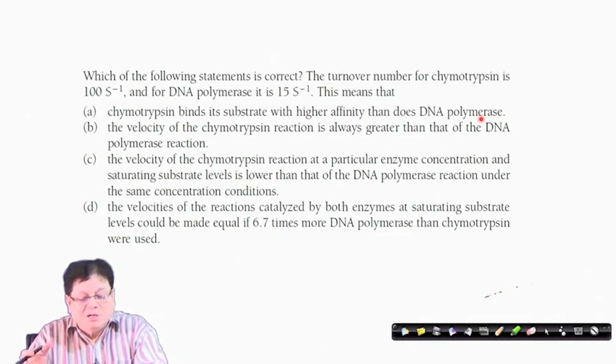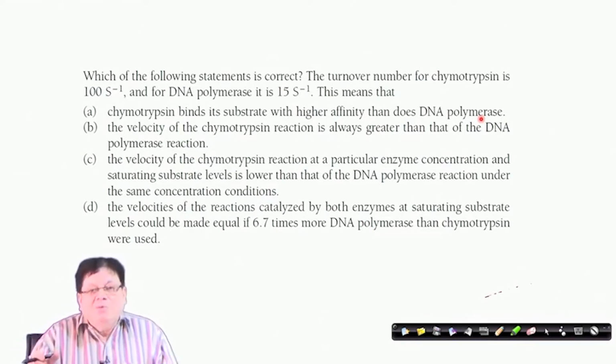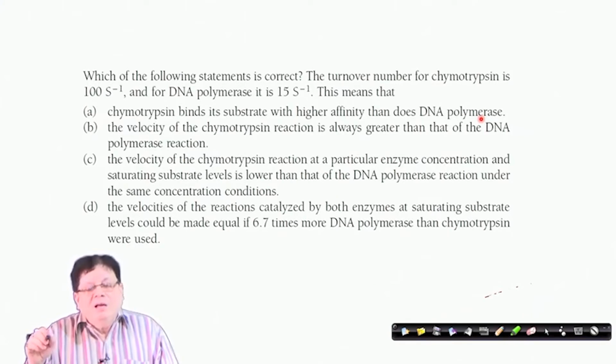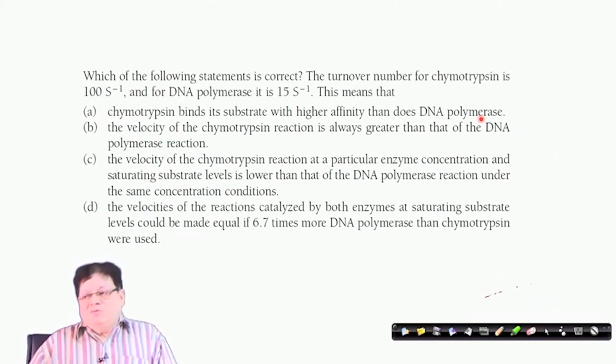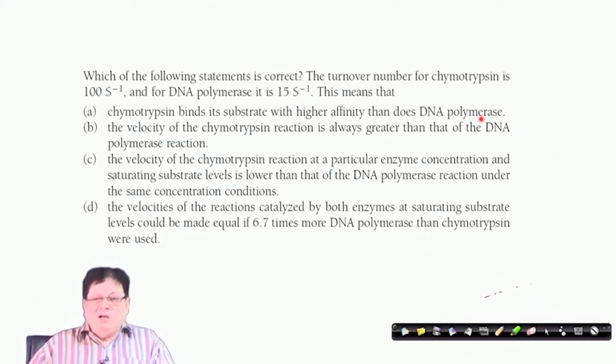Chymotrypsin binds its substrate with higher affinity than does the DNA polymerase. In the equation also, in K2, you have seen Vmax equal to K2 into your enzyme concentration. There is no mention of any Km in that equation. So, first one is incorrect, you cannot say that.